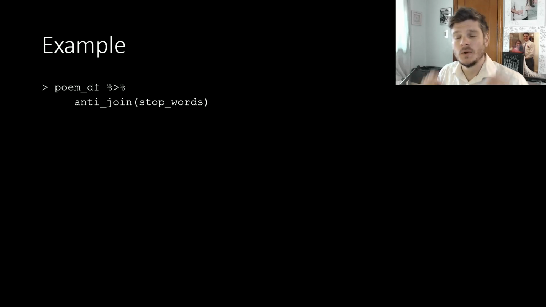So here's how we're going to do it. We take my poem that's stored in the data frame format, again, the one token per word, and I want to anti-join it with my stop words.